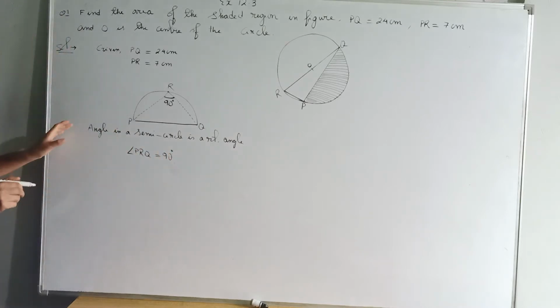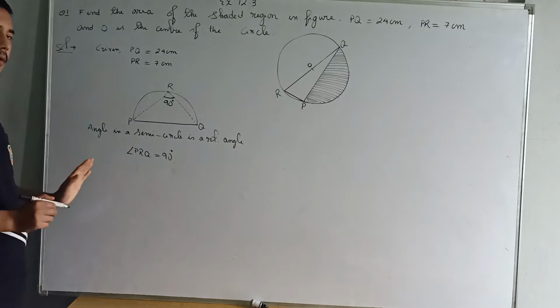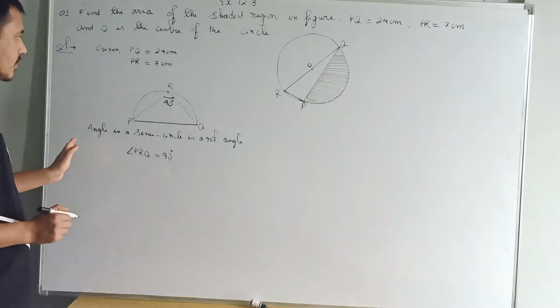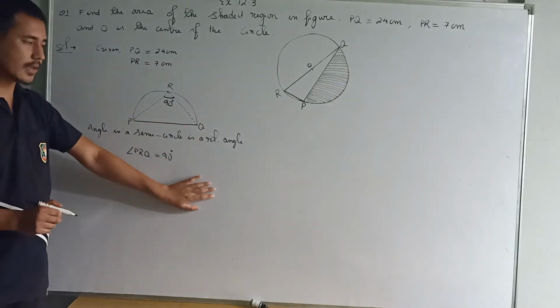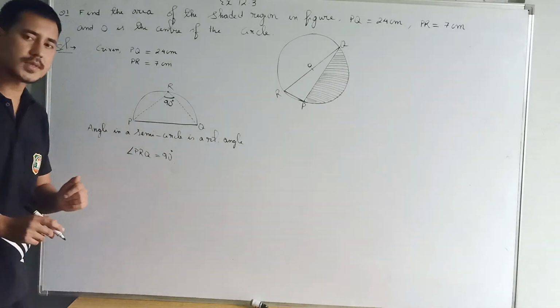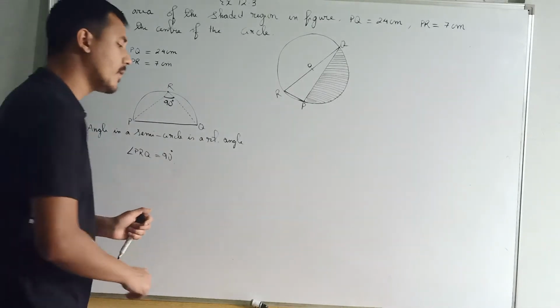So this is an important theorem that we are going to use here, which we have already studied in class 9. The angle in a semicircle is always a right angle.